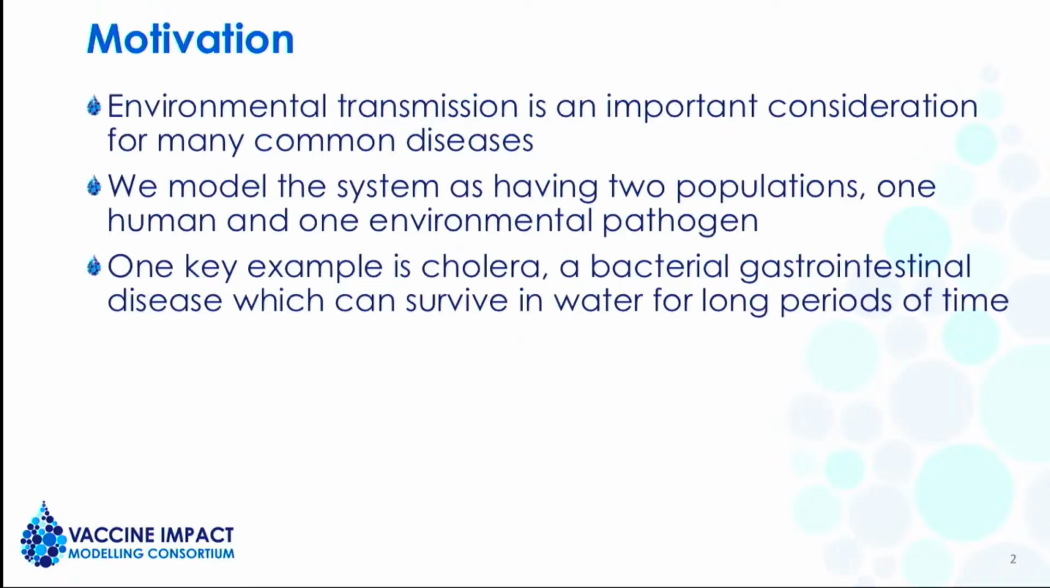So why are we interested in looking at environmental transmission? Well, it's an important consideration for a lot of diseases. We're going to be looking at a particular model for cholera. We model the system as having two populations, one for the humans and one for the environmental pathogen. So it's a bit strange when we think about an environmental pathogen as an infectious individual, but that's how we're going to treat it for this. And as I said, one key example of this is for cholera.